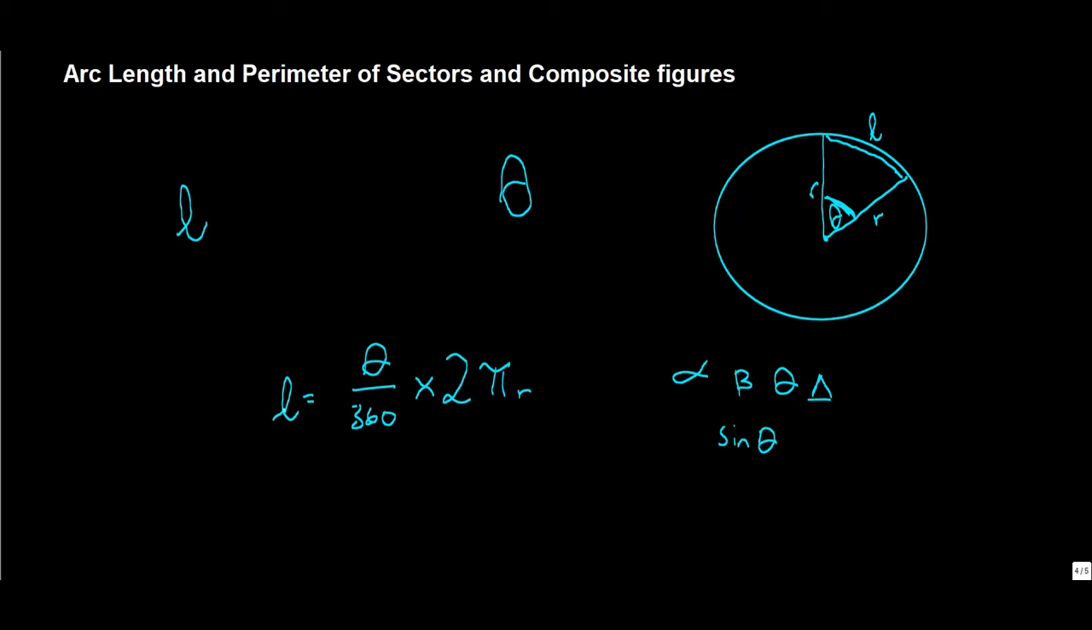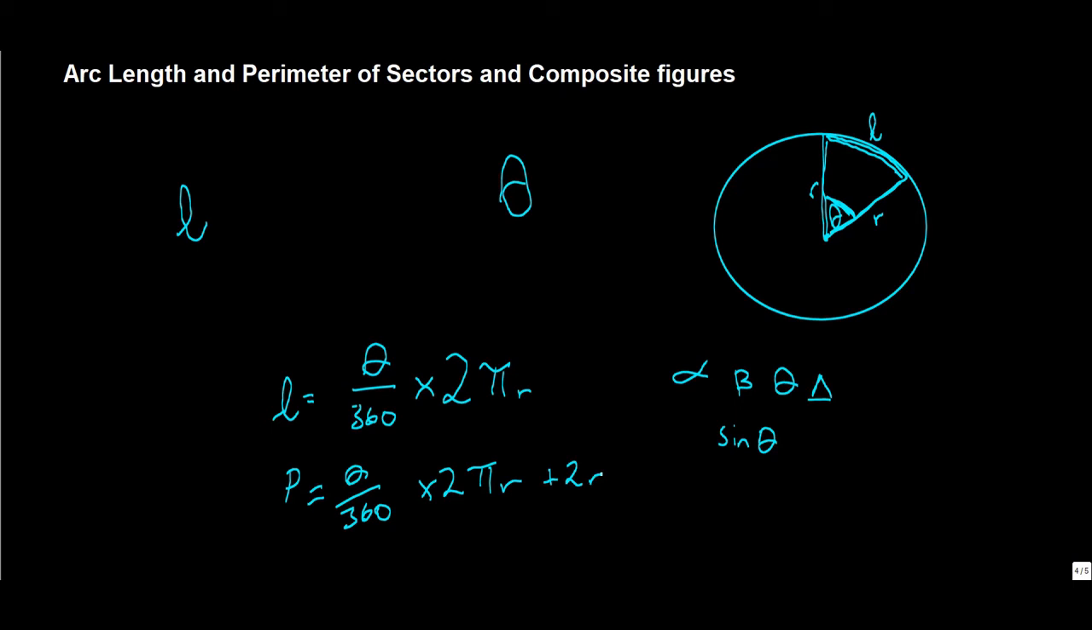Now to find the perimeter of the sector, we've already found this length over here. Now all you have to do to find the perimeter is just add these two r's. So always remember that. So if you want to find the perimeter, which is denoted by a big P, you get theta over 360 times 2 pi r plus 2r.